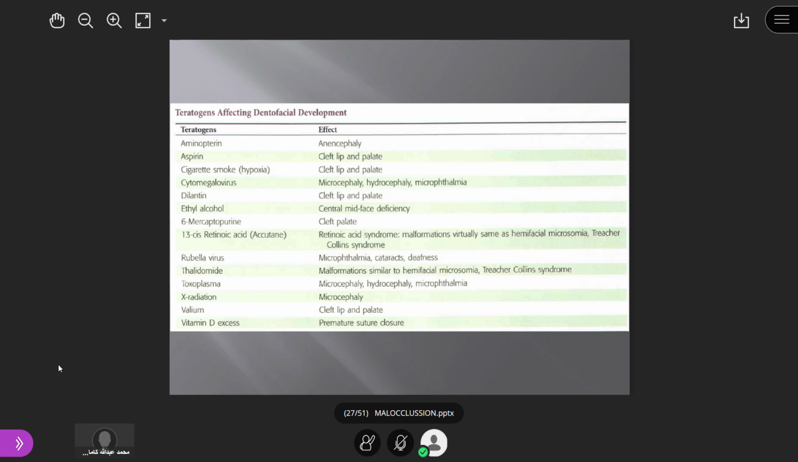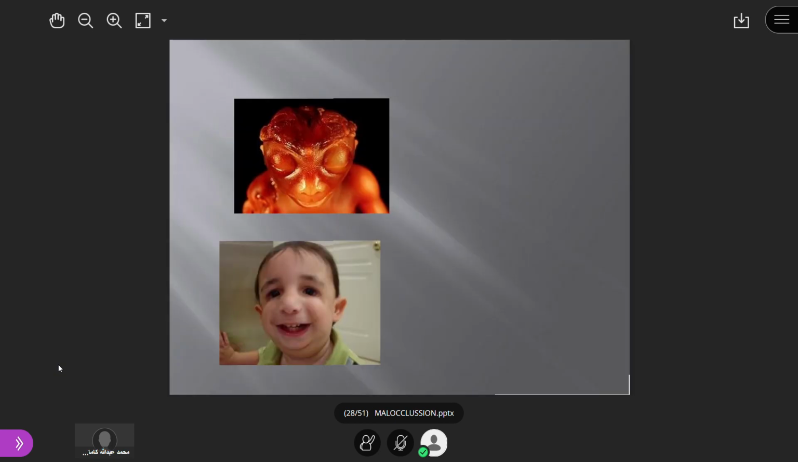Valium, a very common sedative drug used for sleep or sleep disorders, can cause cleft lip and palate as well. Vitamin D excess could result in premature suture closure, which results in microcephaly, means small heads, right? So there are some teratogens you should know about and what they cause.